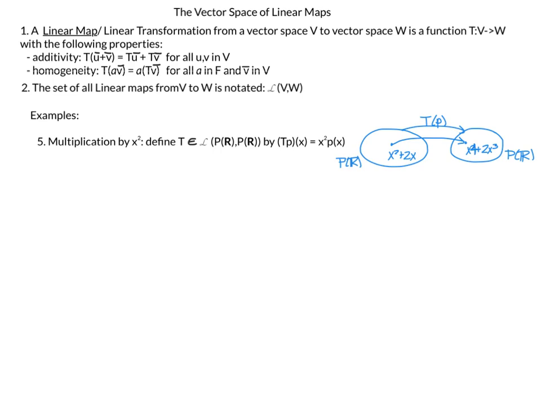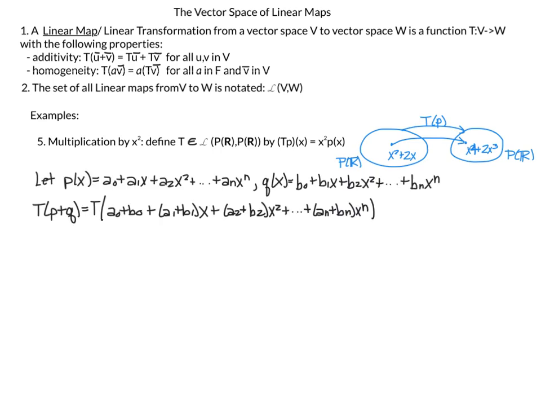To show linearity, we're going to show additivity and homogeneity. We're going to start with two polynomials, p of x and q of x, and then we're going to take the transformation on p plus q. So the transformation, and here we have p plus q, that would be a0 plus b0, then a1 plus b1 times x, a2 plus b2 times x squared, and an plus bn times x to the n. And when we transform it, we're going to multiply our polynomial by x squared. So I have my a0 plus b0 times x squared plus a1 plus b1 times x cubed plus a2 plus b2 times x to the fourth, all the way to an plus bn times x to the n plus 2.